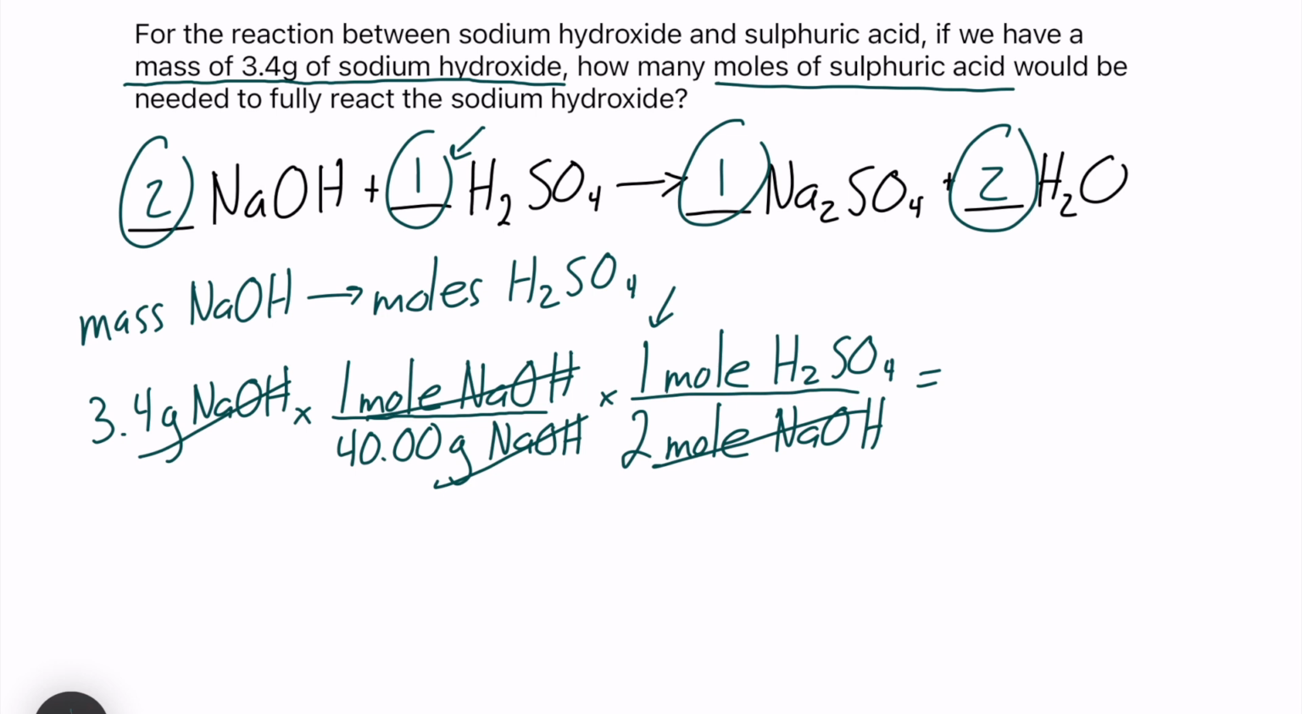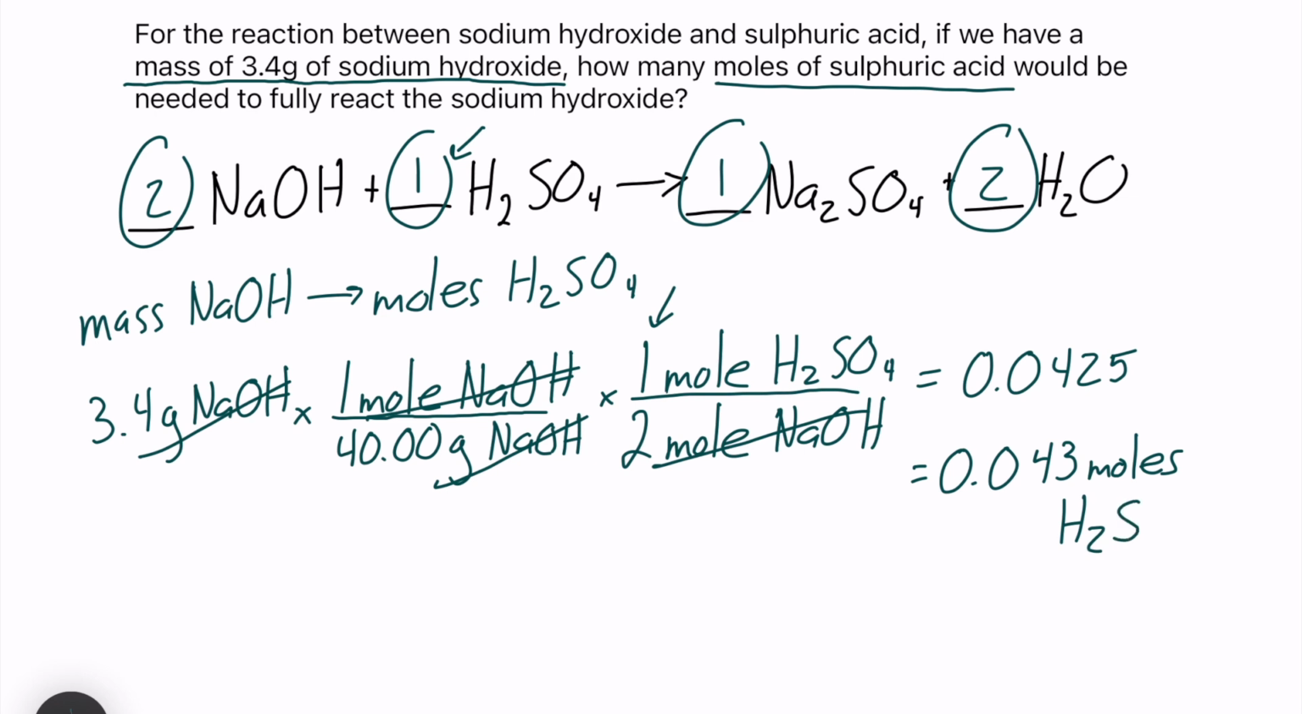So according to the question, that's what it wants us to figure out. So we are going to stop at that step and type this into our calculator. So I'm going to go 3.4 grams of NaOH divided by 40.00 grams of NaOH, and divide that by 2. Okay, and what you should get here is 0.0425, and we're going to round that to 0.043 moles of H2SO4. That's going to be our final answer with significant figures.